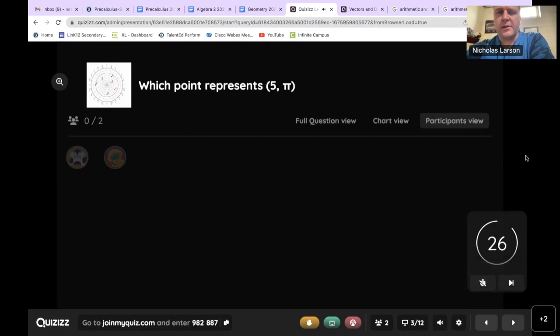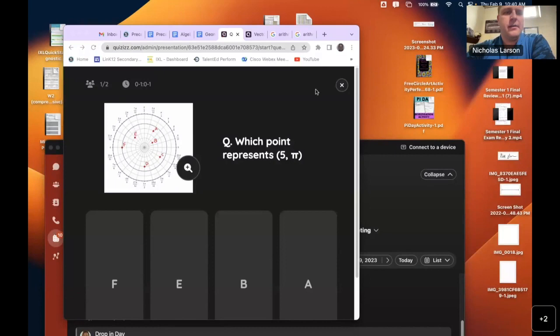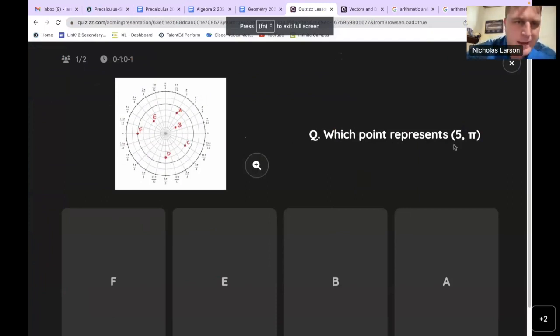So go ahead now on your screen and try to type in which point represents 5 pi. Can you guys give me your best guess? I'll pull the picture up. Which point represents 5 pi? What do we think? F, E, B, A?